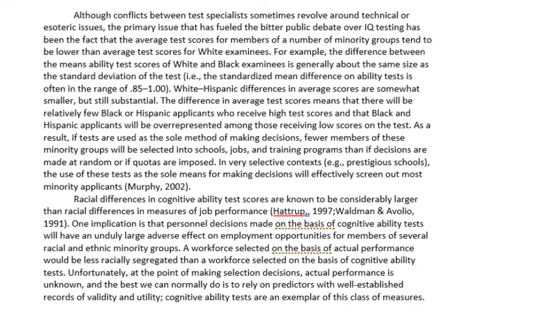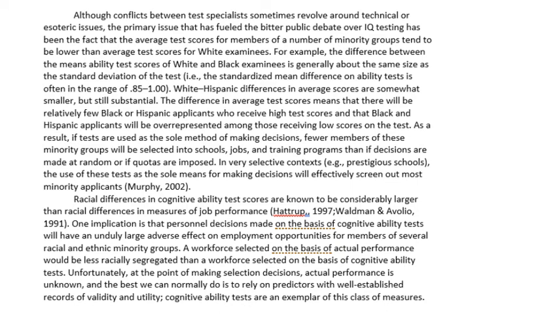Racial differences in cognitive ability test scores are known to be considerably larger than racial differences in measures of job performance. Hartigan, 1997, Waterman and Avolio, 1991. One implication is that personnel decisions made on the basis of cognitive ability tests will have an unduly large adverse effect on employment opportunities for members of several racial and ethnic minority groups. A workforce selected on the basis of actual performance would be less racially segregated than a workforce selected on the basis of cognitive ability tests.